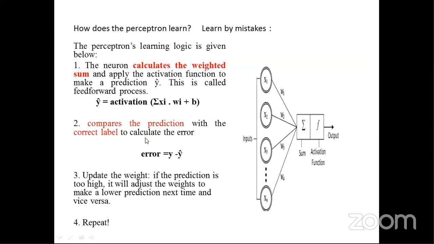Then it compares the prediction with the correct label: whether I said pass and the student has passed or not, whether I said fail and the student has failed or not. Then we will detect the error.